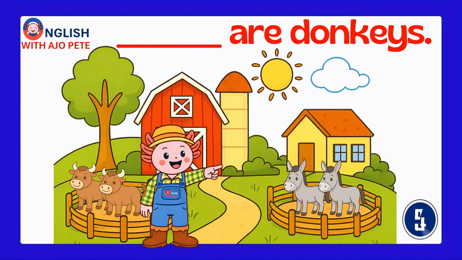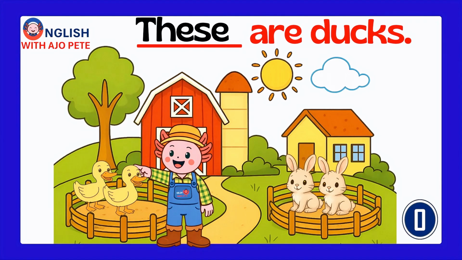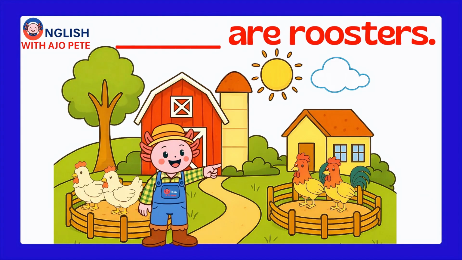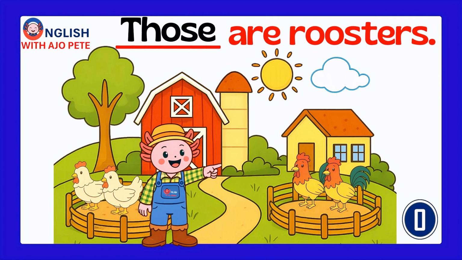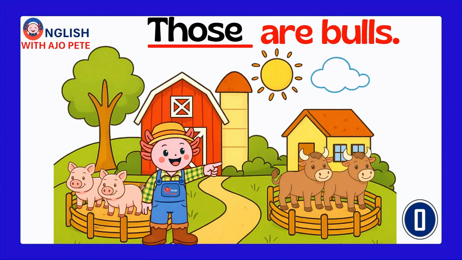Donkeys. Those are donkeys. Top marks. Ducks. These are ducks. Brilliant. Roosters. Those are roosters. Splendid work. Bulls. Those are bulls. Splendid work.